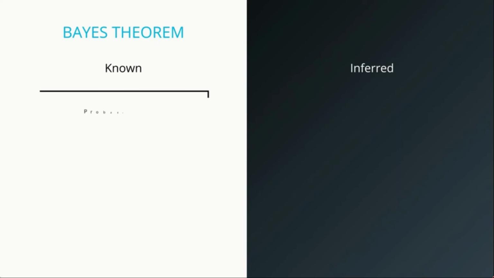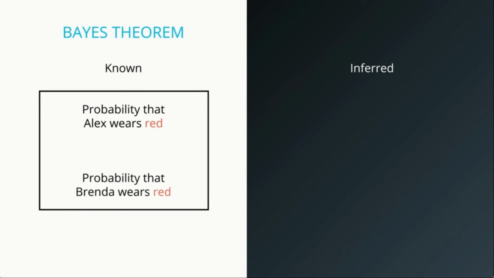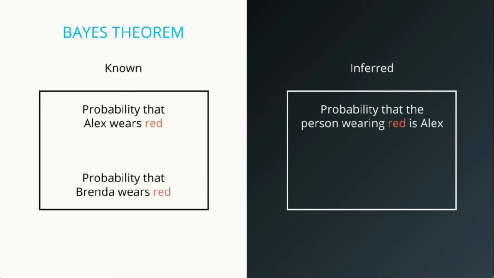In the last video we saw an example of Bayes' theorem, but here's the main idea of it, and it's a very powerful theorem. What it does is it switches from what we know to what we infer. What we know in this case is the probability that Alex wears red, and the probability that Brenda wears red. And what we infer is the opposite, the probability that someone wearing red is Alex, or that someone wearing red is Brenda.